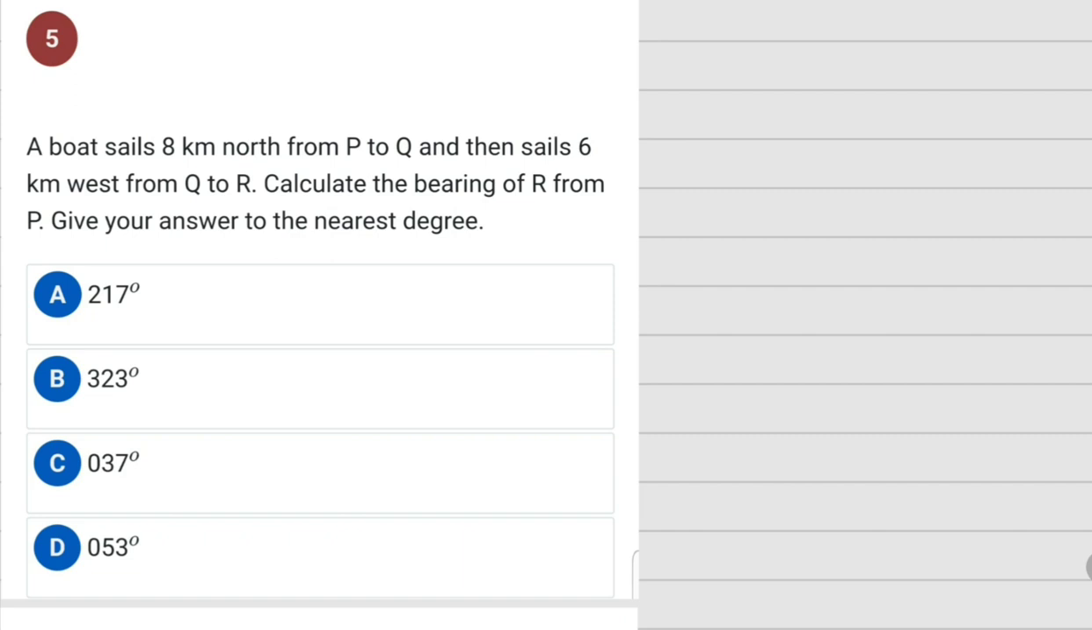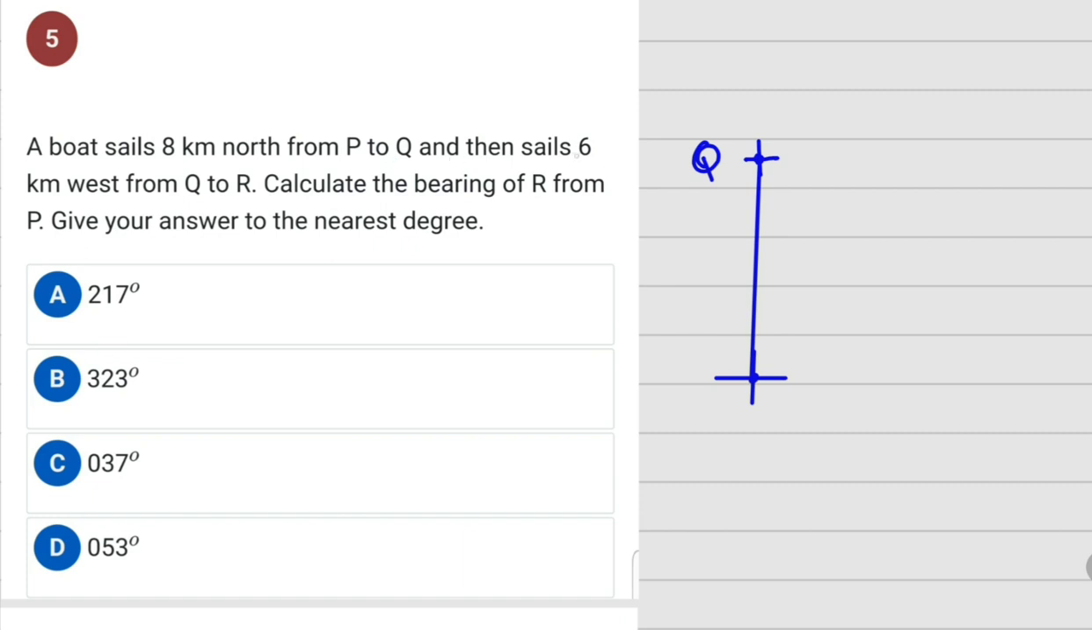Now number 5. A boat sails 8 kilometers north from P to Q. So it means that it is from P. So let's have our P here, and our P shall have the 4 cardinal points. We are moving north for 8 kilometers. So let's say this place is 8 kilometers, and this is where we have our Q. So we are done with that.